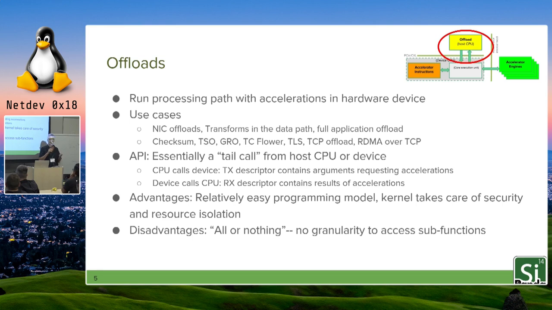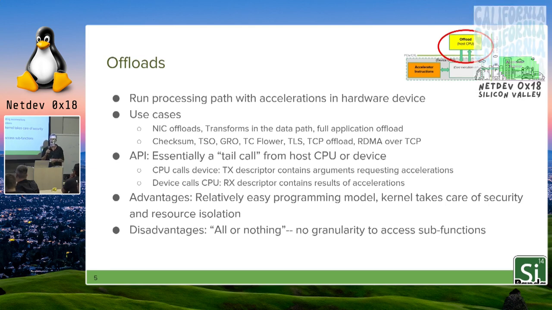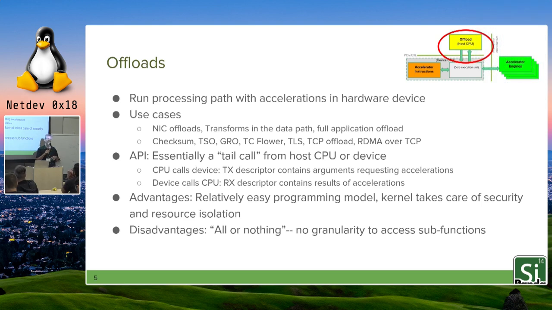So offload, though, the basic way to phrase it is we run part of the data path, usually in hardware. Everybody's familiar with the basic NIC offload. So we have your GSO, TSO, checksum, even RSS, and you go up a little bit to TC Flower, and you can keep going: TLS, TCP, and RDMA with full-blown TCP. There's a whole gamut of them. All of those, in some sense, are offloads. The API is in a way straightforward.